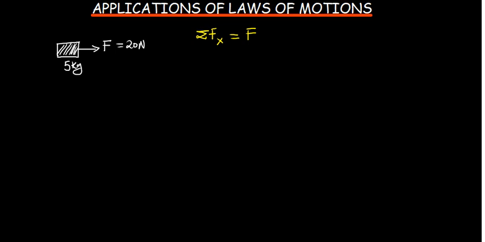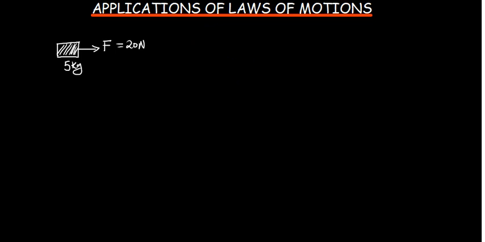And from Newton's second law of motion, we know that net force is given by what? Mass times acceleration. And that will be equal to applied force. Mass is 5, we don't know the acceleration, and that is going to be equal to applied force, which is 20. To find the acceleration, it will be 20 over 5, which is 4 meters per second squared. So this would be the acceleration in this system.